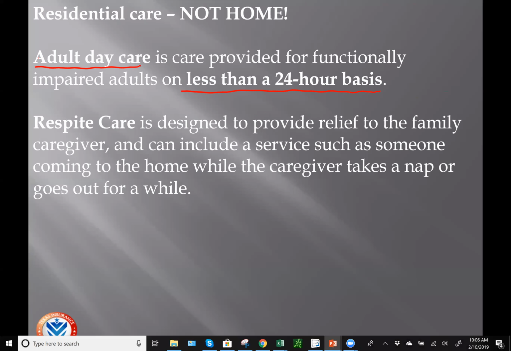And lastly, we have respite care. Respite care is designed to give relief to a family caregiver, so that caregiver can take a nap, take a walk, just get out for a while. So respite care can be part of a long-term care contract.